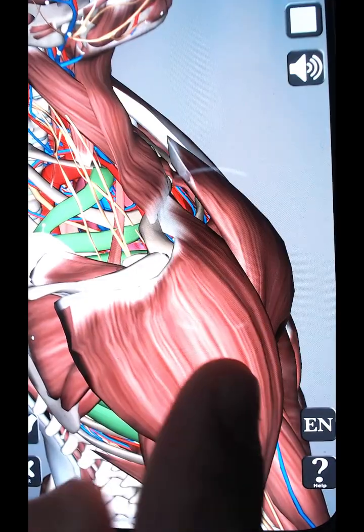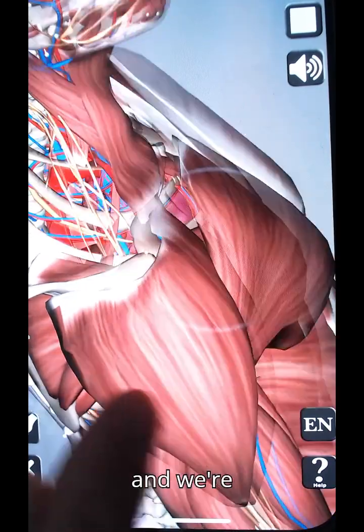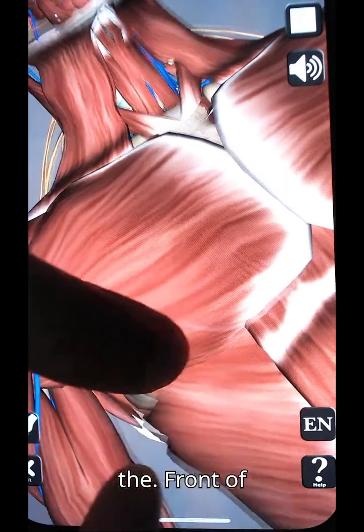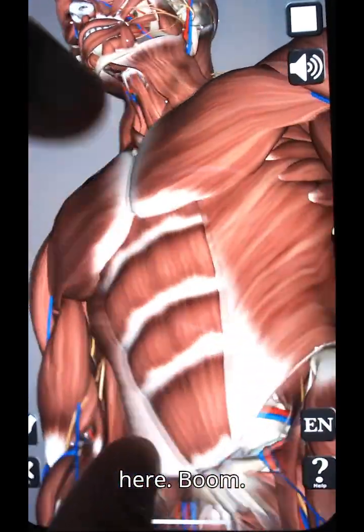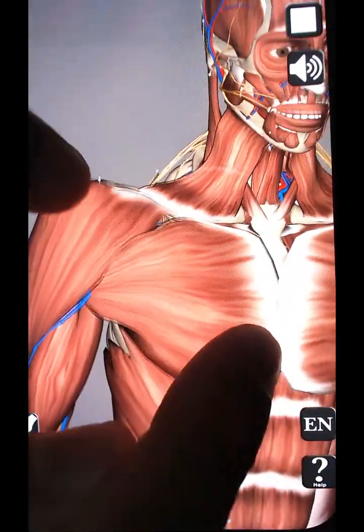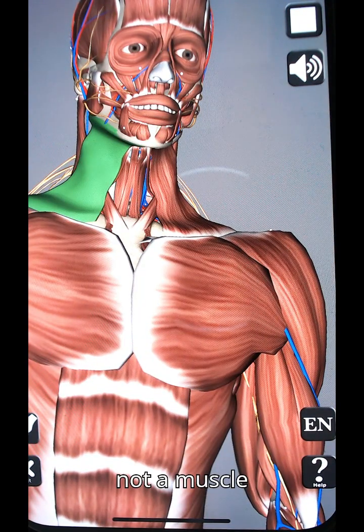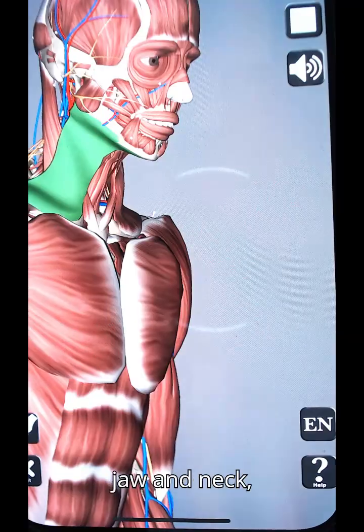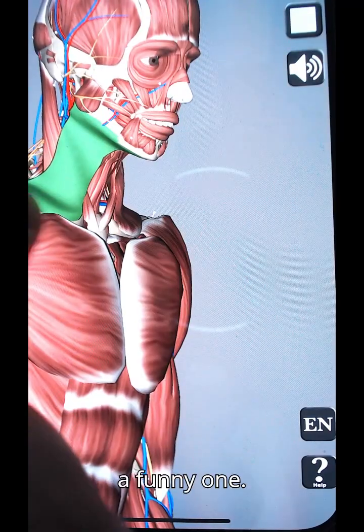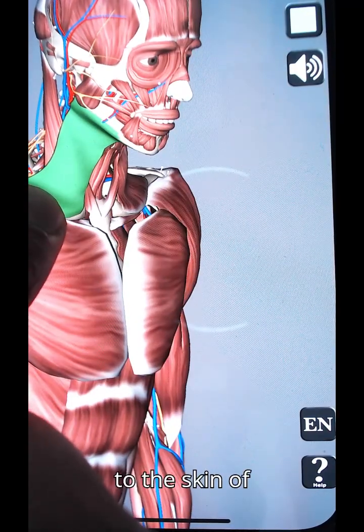Trust me. All right, we're going to get rid of that, and we're going to talk about the muscles in the front of the neck over here. Boom. Platysma. It's not a muscle that's attached to your neck. It looks like it's attached to your neck. You might consider your jaw and neck, but it's a funny one. It's attached to the skin of your body.